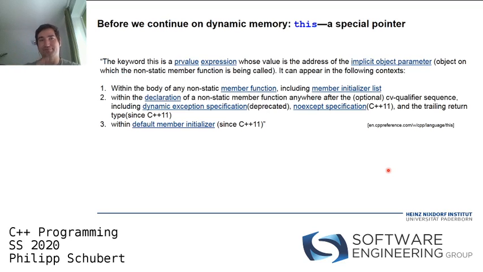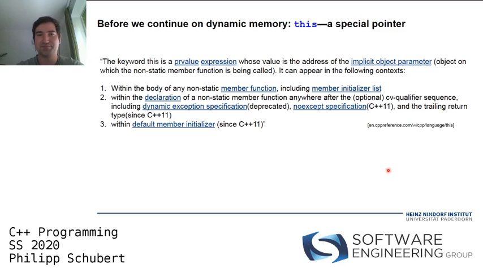Okay, so that would be pretty much it on operator overloading. If you need to do it, just look up the corresponding operators, and now you should have a good idea how to implement those operators. Yeah, now, before we continue on dynamic memory, we need some more special pointer. We need to discuss the so-called this pointer, which is some kind of special pointer.